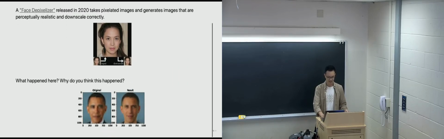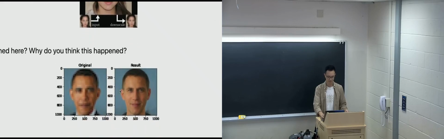So let's take a look at this example. On the left here, we have a picture of a famous US president named Barack Obama, and we gave this blurry picture to the machine learning model. And the machine learning model made this picture as the output. Let's take a look at that and try to think about why that might have happened.